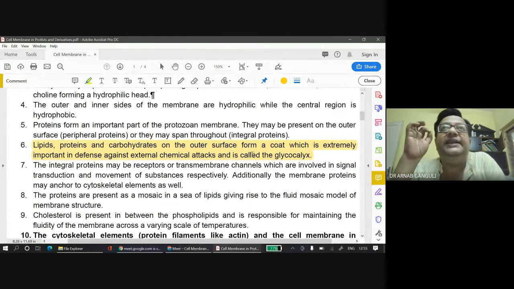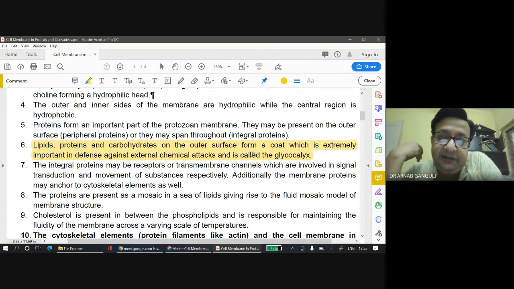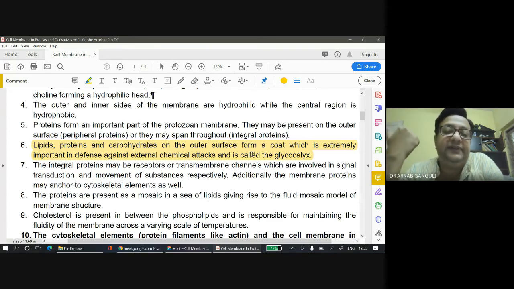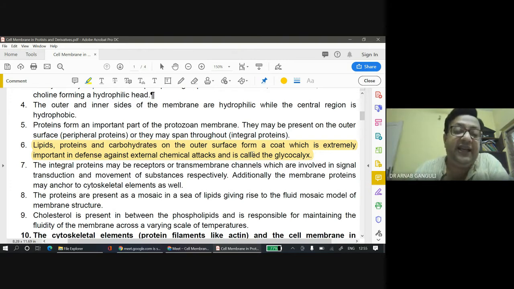This glycocalyx in different organisms may be different, and they elicit an immune response. Say if it's a parasite and it enters your body, it will induce an immune response from your body. This glycocalyx is very important for the host's immune response, and against external chemical attack, it will prevent damage to the cell.